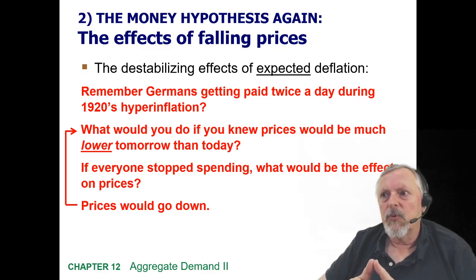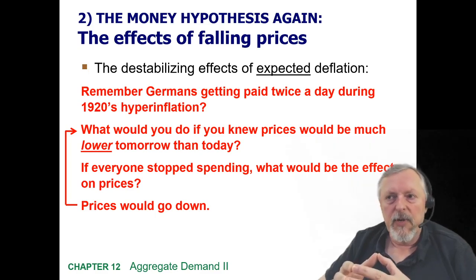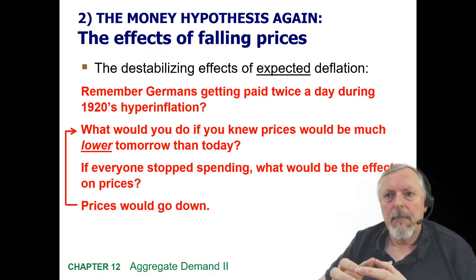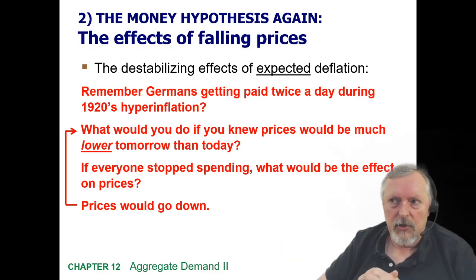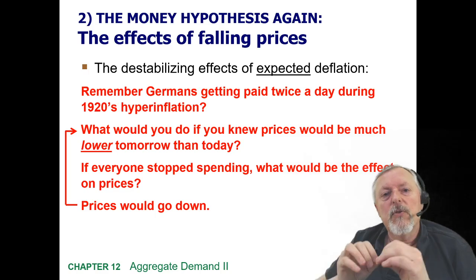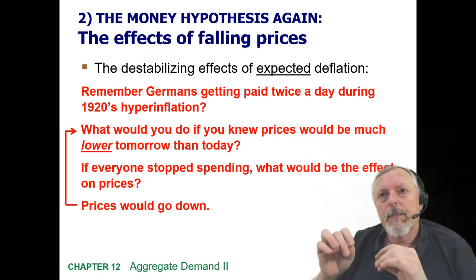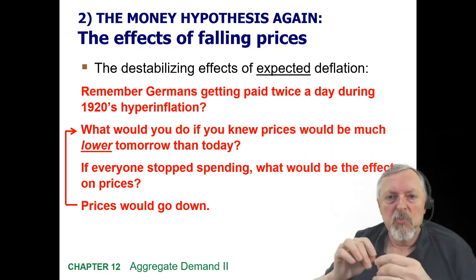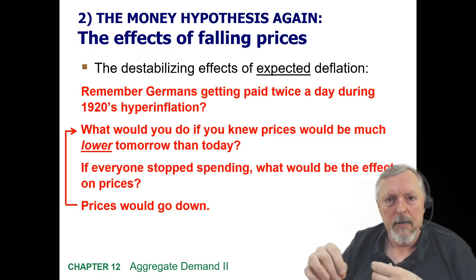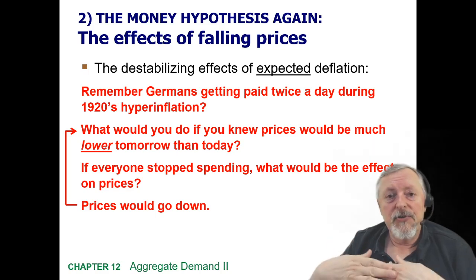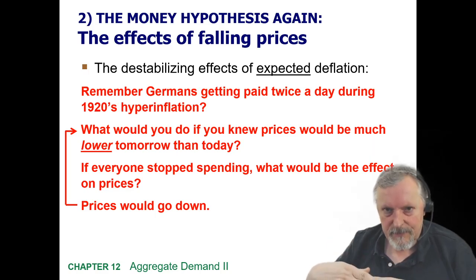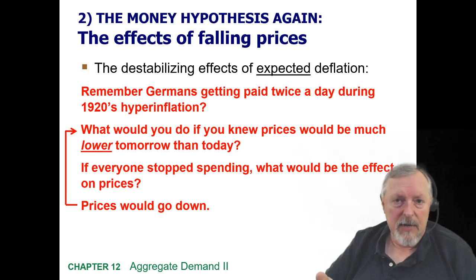This is why central banks generally do not want the inflation rate to be zero. They want a small positive amount of inflation so that if there's some small random shock to the economy, we will not be pushed into deflation, which could trigger a downward spiral.